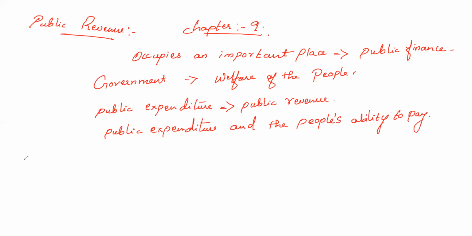Okay, so next one is the meaning. The income of the government through all sources is called public income or public revenue.